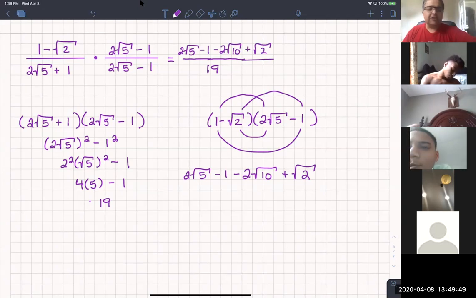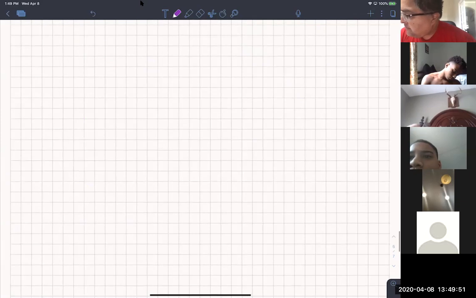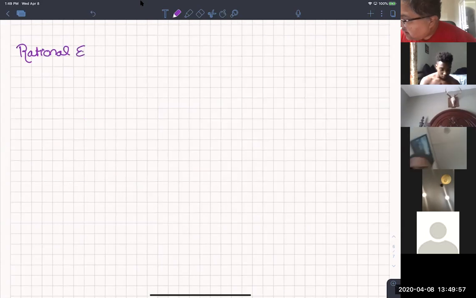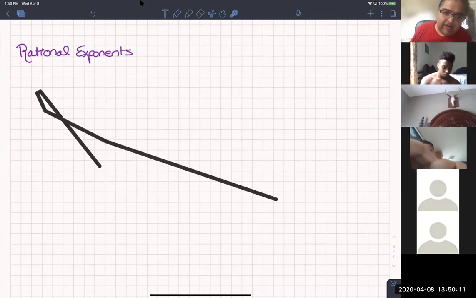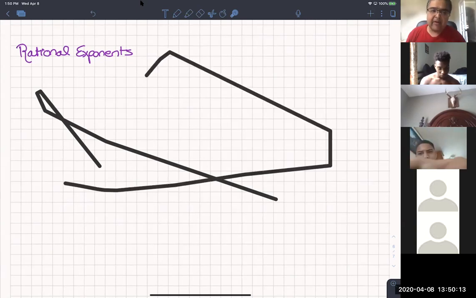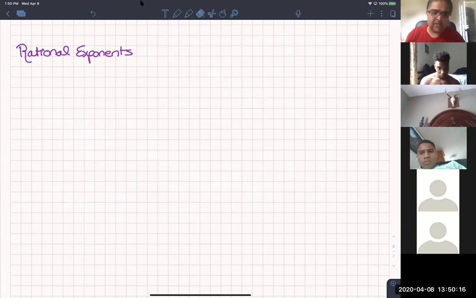Now let's talk about rational exponents. When you see the word rational in mathematics, this word rational is a synonym for fraction. So a rational number is a number that can be written as a fraction. We've had a lecture on this in the previous chapter. A rational exponent is an exponent that's a fraction.